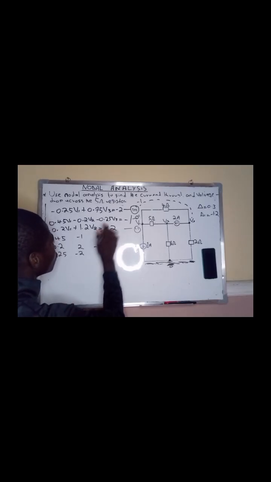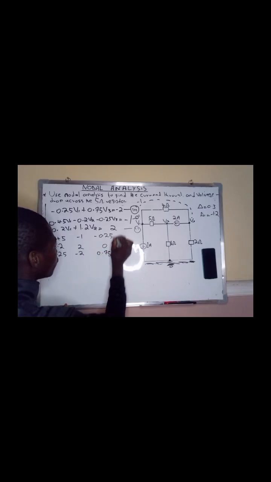I have 0.7 and therefore minus what? 0.25. So this is the first equation, and therefore the second equation is what? 0, and therefore the third equation is 0.75. So therefore, as usual, I will find the determinant of this matrix.